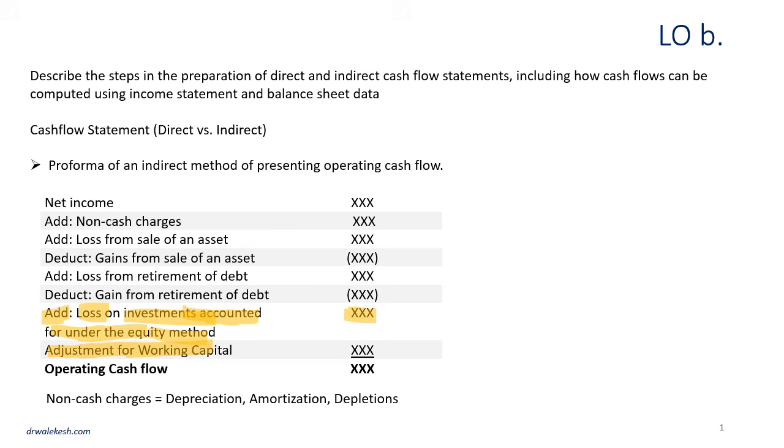We will discuss the adjustment for working capital on the next slide. So if you add all of these together, then you will have operating cash flow.